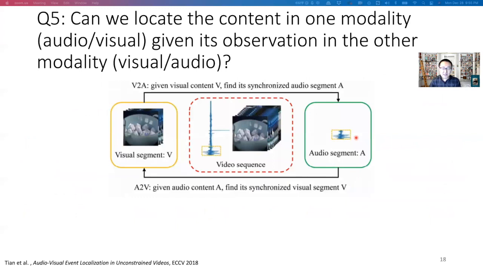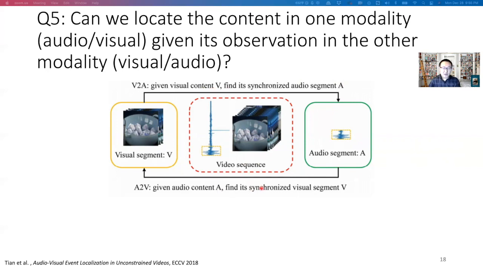We already know that audio and visual modalities are related. Here we are curious about how strong the audiovisual correlation would be. We explore a question: can we locate the content in one modality, given its observation in the other modality? To answer the question, we explore a cross-modality localization task, which has two subtasks, V2A and A2V. For V2A, given visual content V, we want to find a synchronized audio segment A along the long audio sequence. Similarly, for the A2V task, given audio content A, we want to find a synchronized visual segment.